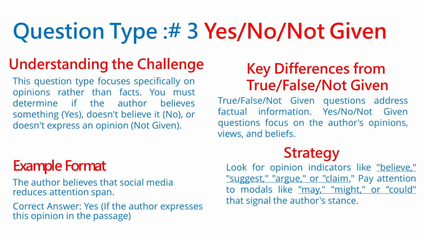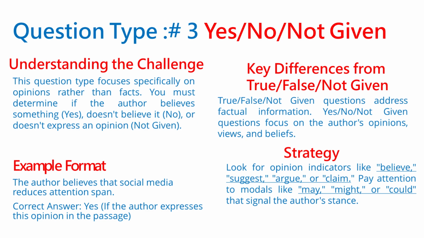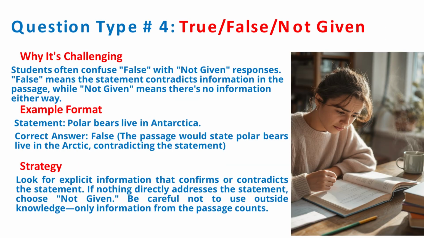Third question type I have here is yes, no, not given, which is also quite challenging because it requires understanding opinion of the given writer. So it's important to look for opinion indicators like believe, suggest, argue or claim. It also helps to pay attention to modal verbs like may, might or could, which could signal the author's stance and opinion.